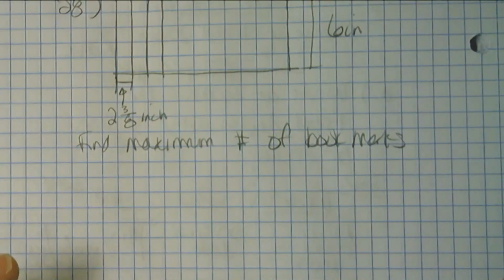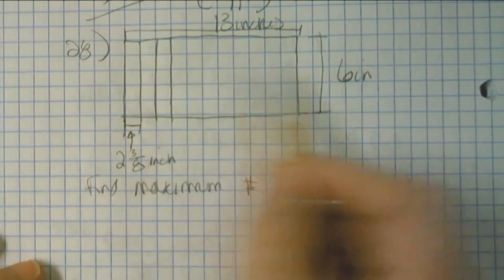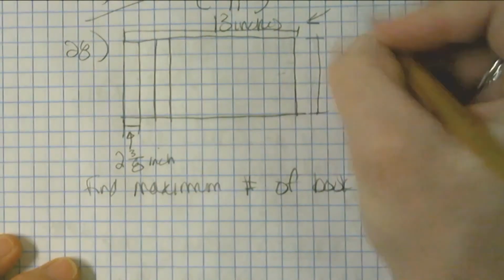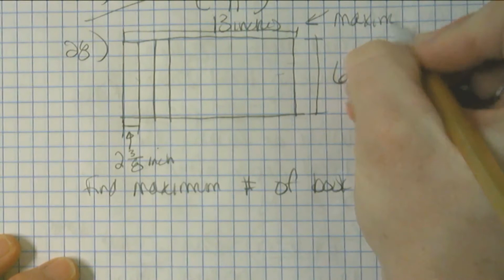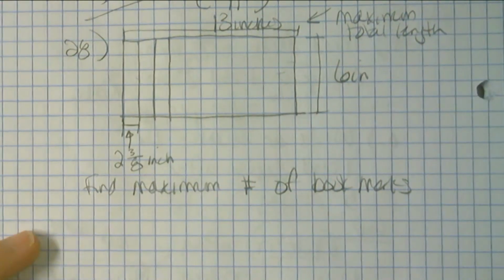What's the maximum length that we can have, Cullen? Yeah, this is the maximum that we can possibly have. All right, so this 13 inches is our maximum total length. I can't go over that.